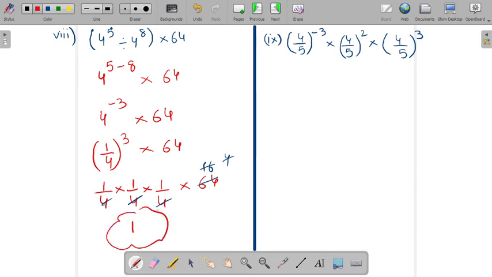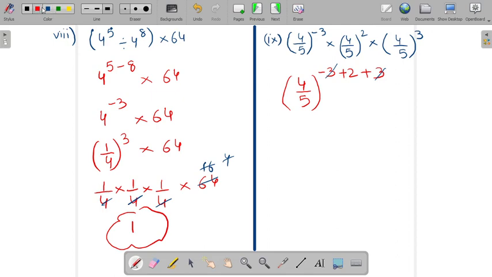In 9th part, look here. The bases are same. There are many ways to do the question, but the method should be right. So here the bases are same and it is in the multiplication form and the powers are different. So you can straight away use the law also. So minus 3 plus 2 plus 3. So in next step, it will be cancelled out.